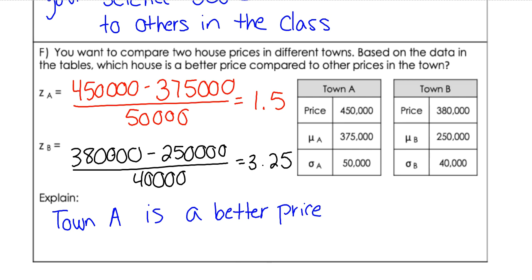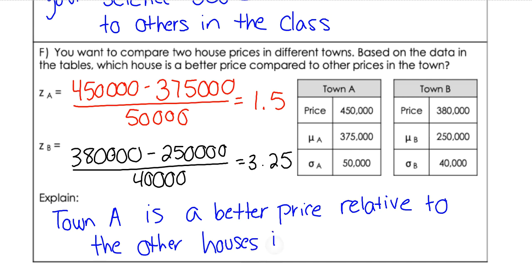Because relative to the other houses in that town, it's closer to the average. So it's not as drastically far away from the price that you would expect. Even though $380,000 is a less expensive house, compared to other houses in that town, you're paying a lot more.